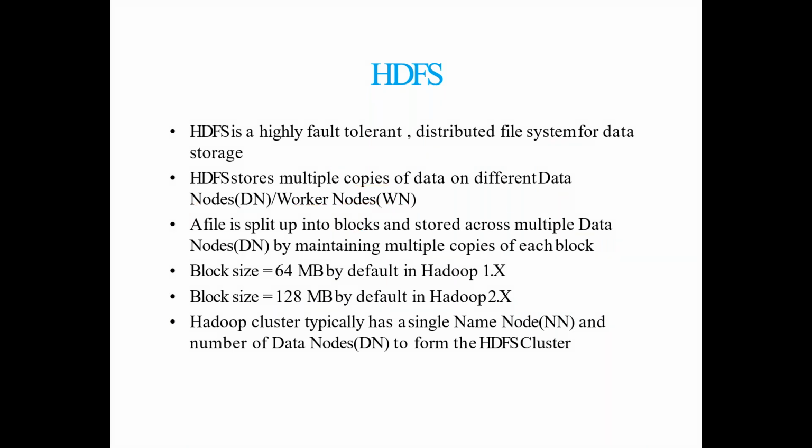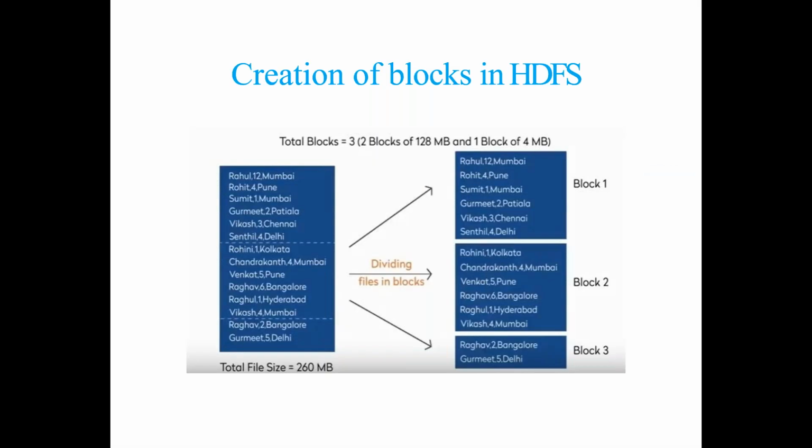So to make this block concept clear, let us perform a live task. This is the data from one of the organizations. This contains the details about all the employees: employee ID, employee name, and employee location. The size of this file is 260 MB. Now we need to figure out how many blocks can be created from this file. So the first question that you should ask is, which version of Hadoop are you using?